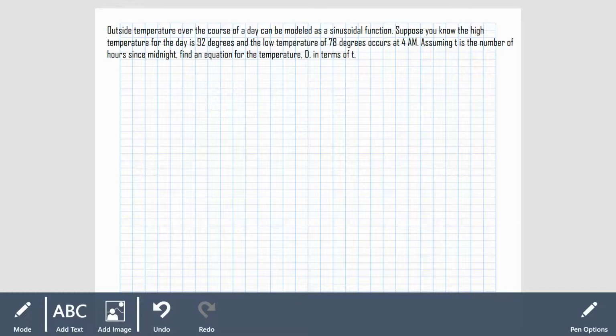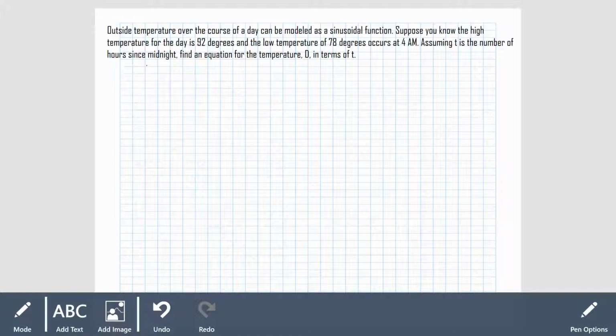Consider the following word problem. Outside temperature over the course of a day can be modeled as a sinusoidal function. Suppose that you know the high temperature for the day is 92 degrees and the low temperature of 78 degrees occurs at 4 a.m. Assuming that T is the number of hours since midnight, find an equation for the temperature D in terms of T.